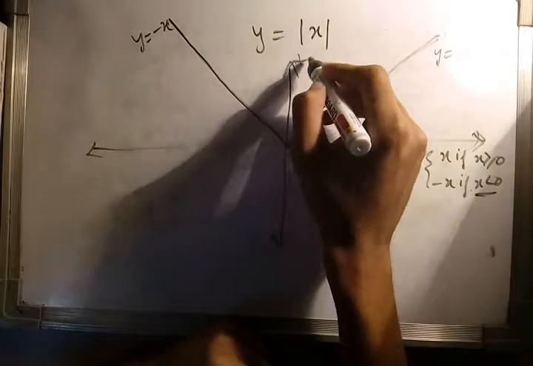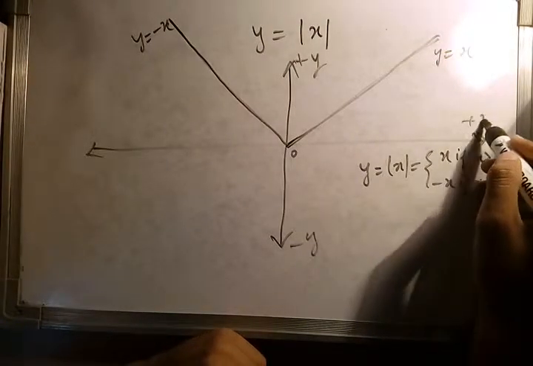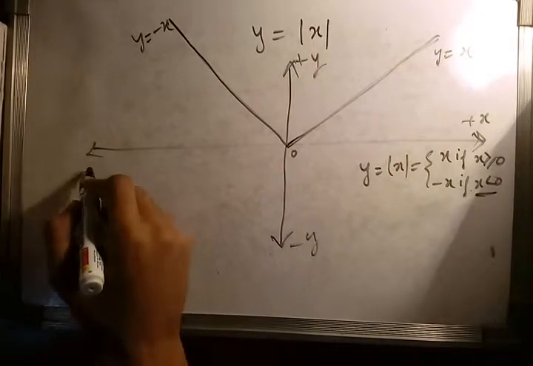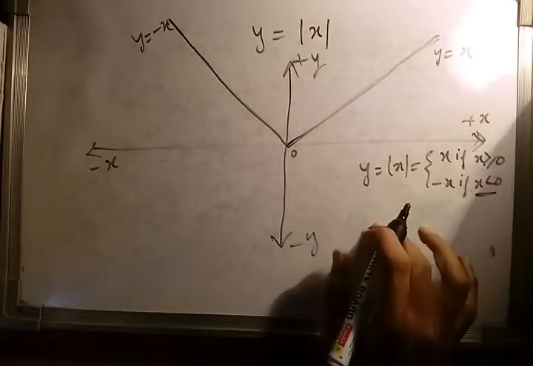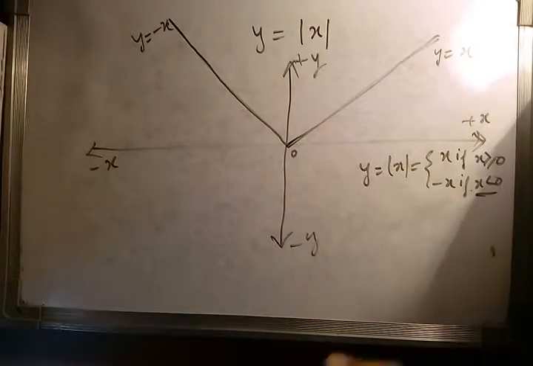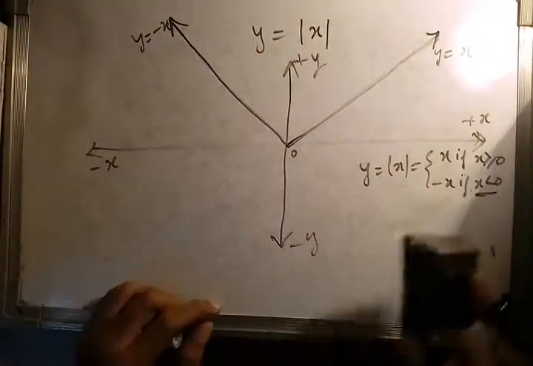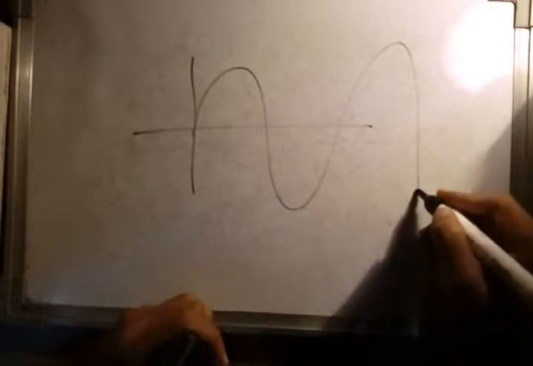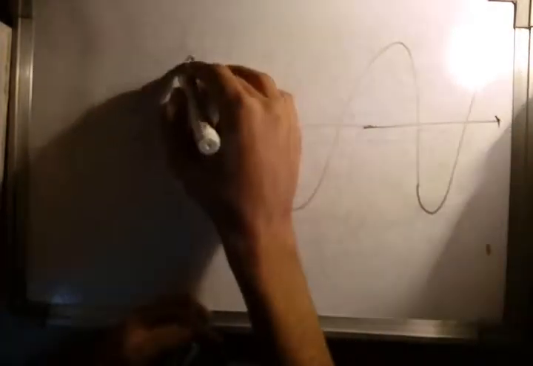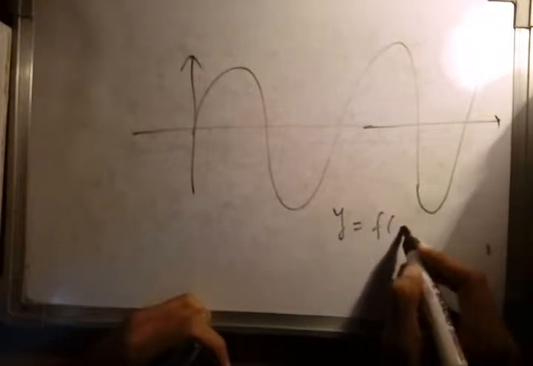This is the origin. These are plus y, minus y, plus x, and these are the minus x axis. This is the graph of a modulus function. These are lines, so I should draw it like this. So we got the graph of the modulus function. You waited long to see this, and now I'm going to show you how to make the modulus of any function. If the function was like this, let's say it goes like this. This is the function y is equal to f of x.